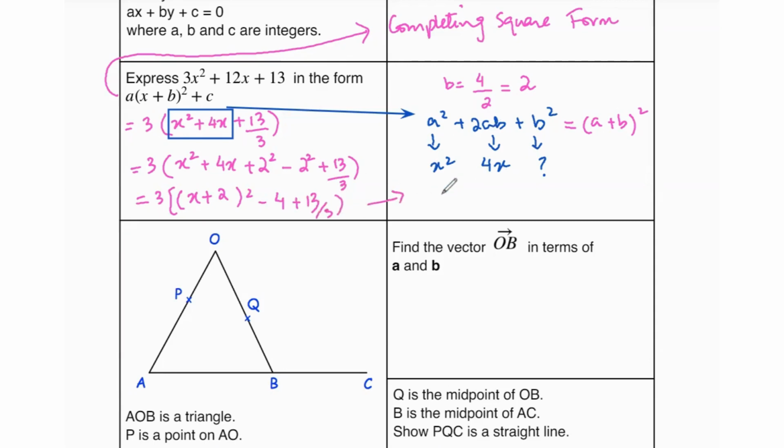And when we further simplify this, that's going to be 3 bracket x plus 2 whole square minus 12 plus 13 over 3, which is going to give us 3 times x plus 2 whole square minus 9. Because 3 times negative 12 plus 3, we cancel out the 3's, and negative 12 plus 3 is negative 9. So that's your completing square form.